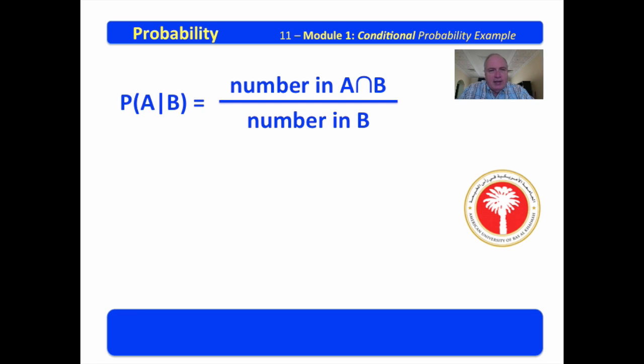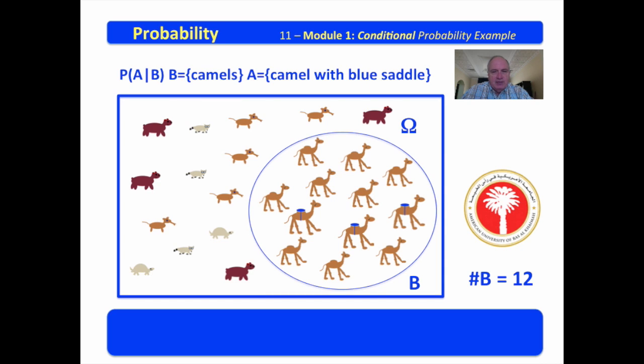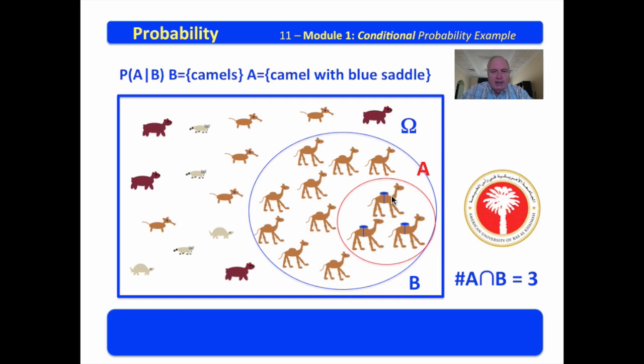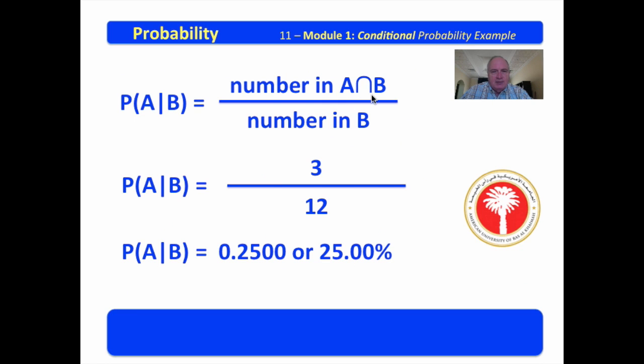Now, if we start out with the first formula of conditional probability, the probability of A given B is the number in A intersect B divided by the number in B. Examine the picture to see that in B we have 12 camels: 1, 2, 3, 4, 5, 6, 7, 8, 9, 10, 11, 12. So the number in B is 12. We have in A intersect B 3 camels that have blue saddles. So the number in A intersect B divided by the number in B is 3 over 12, or 0.2500, or 25%. Very easy to calculate.